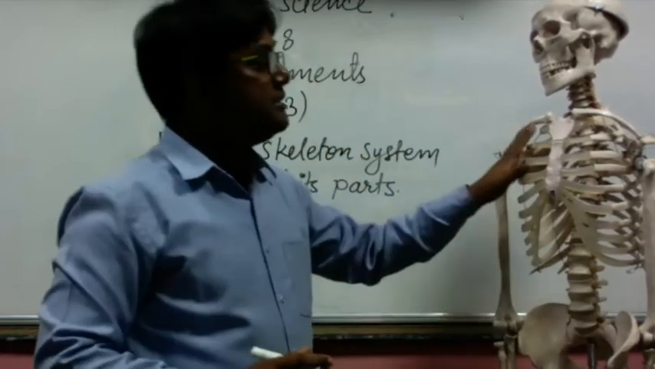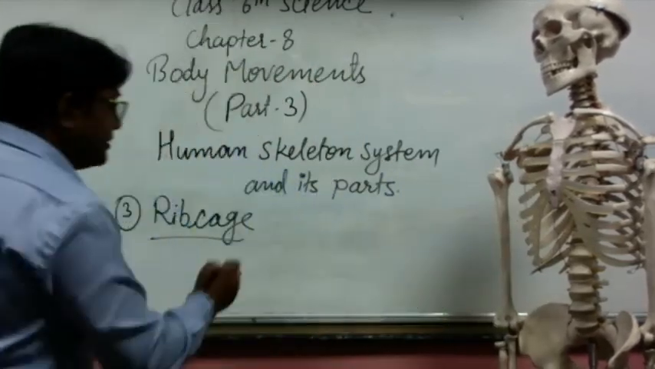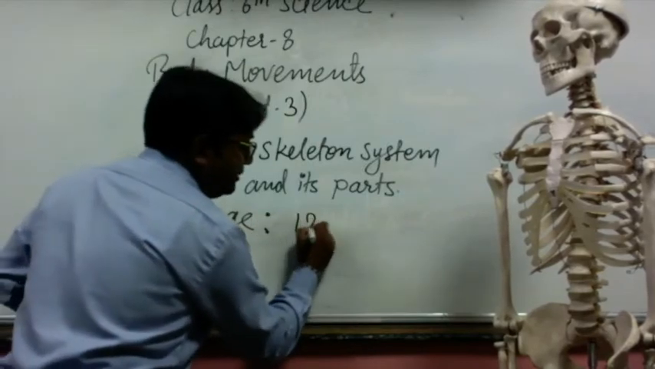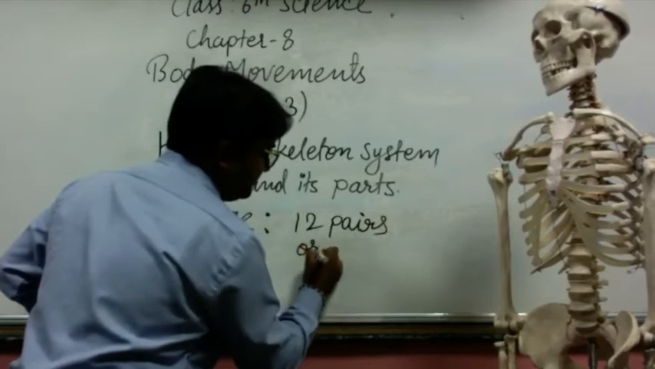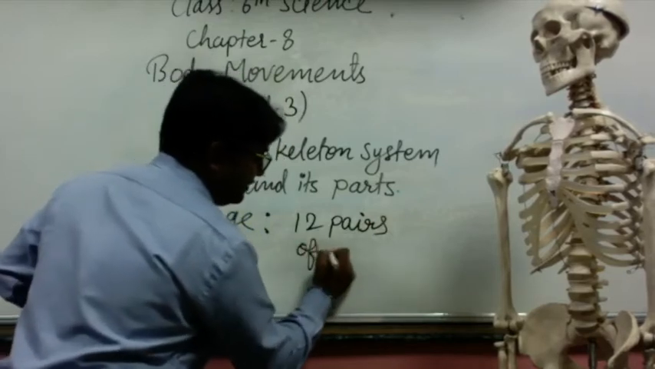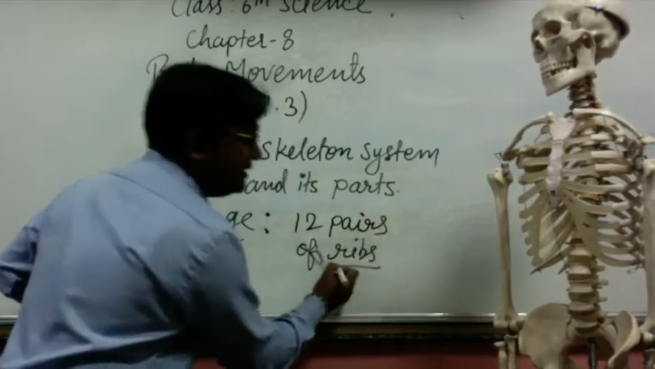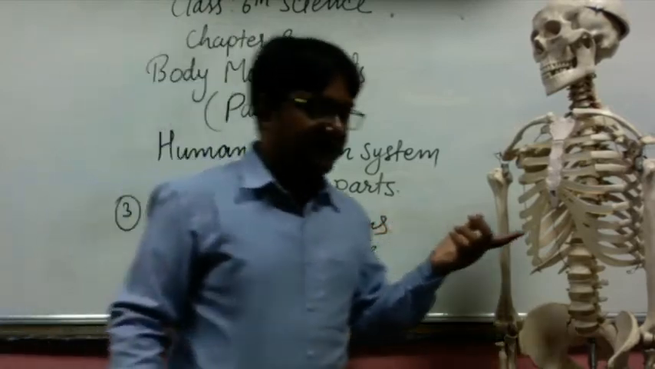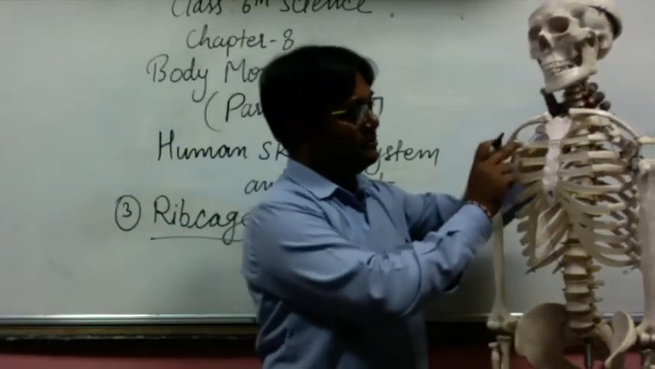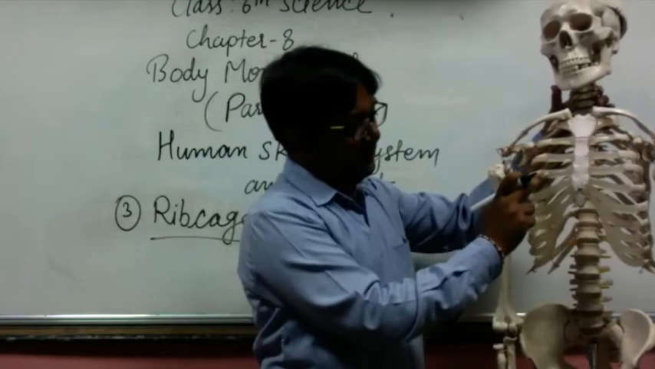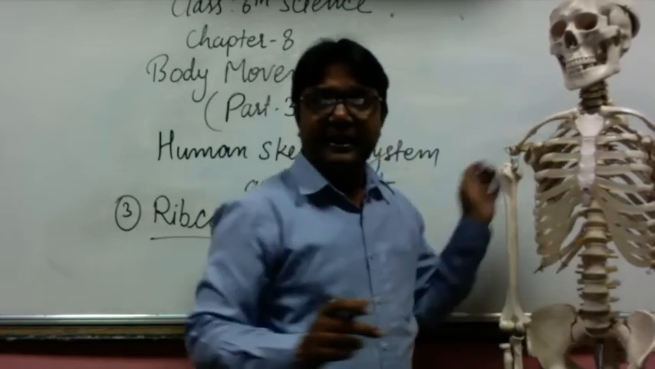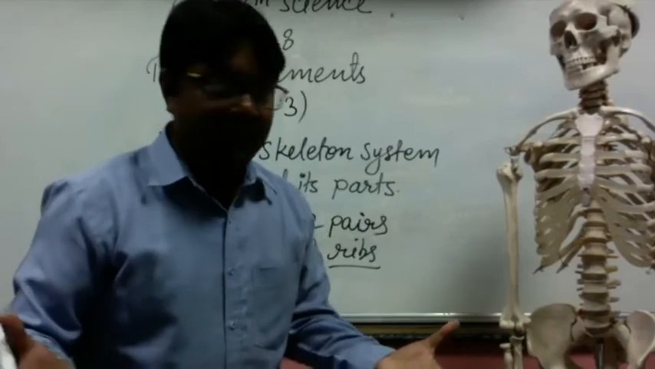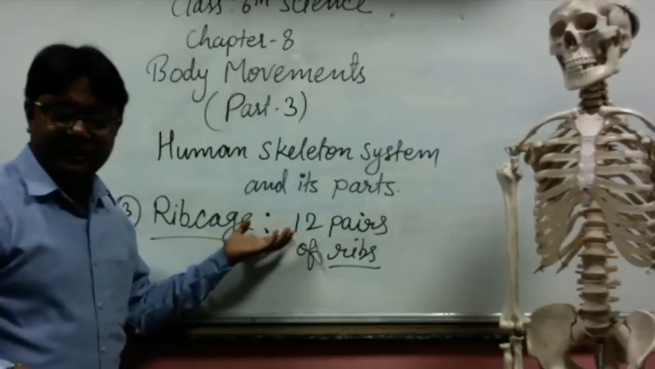This rib cage is basically made of 12 pairs of ribs. These 12 pairs, shall we count? You can see here: 1, 2, 3, 4, 5, 6, 7, 8, 9 and 10. Oh my God, it is 10. But I said here it is 12 pairs.